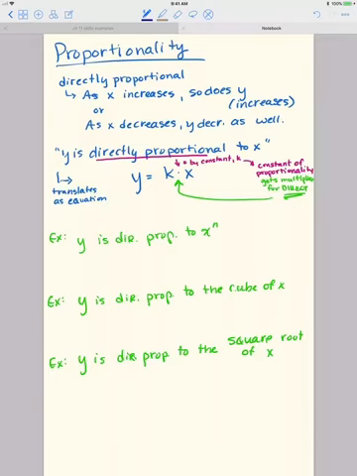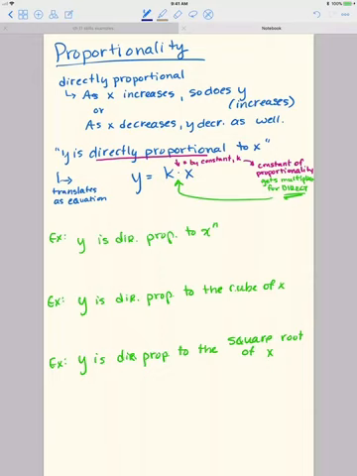So this is going to look at a few examples of proportionality, which is presented with power functions. So we have two types of proportionality that we'll look at, relationship between variables. One is called direct proportionality, or being directly proportional, and the other is called inversely proportional, or having an inverse relationship. So we'll start with the directly proportional.